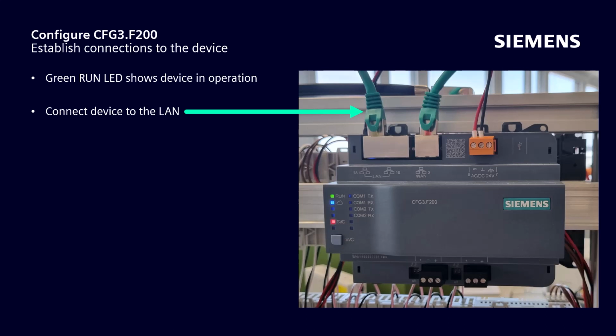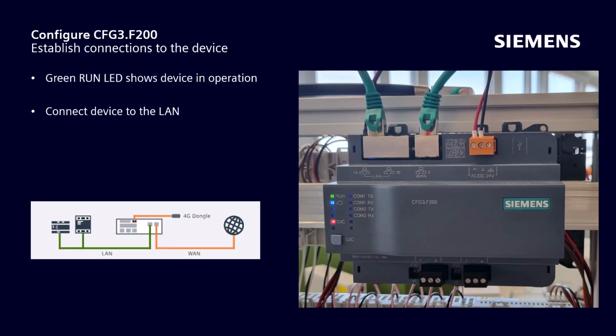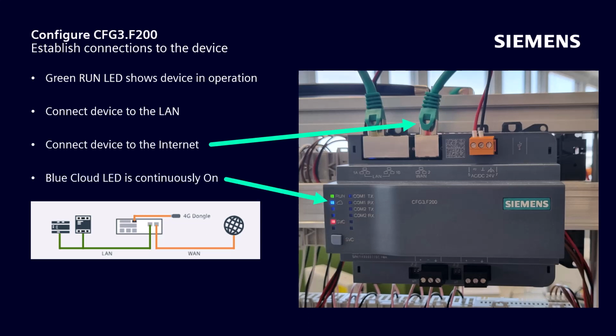As explained earlier, here we connect to the building automation network, and if this network mode is selected, also to the Internet. For this network mode, establish connection to the Internet via the WAN port. In both network solutions, wait until the blue LED next to the cloud icon is continuously on and indicates a successful connection to the cloud. The two network modes will be explained in more detail soon.